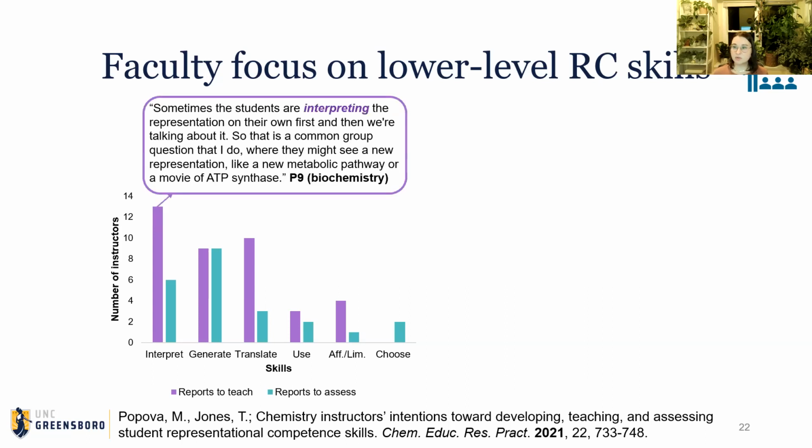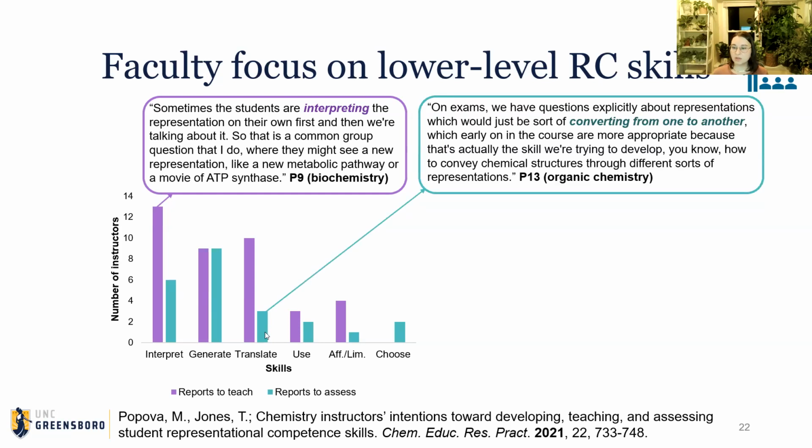Here are some example quotes to show you where this data came from. Here's a quote from a biochemistry instructor who said, sometimes the students are interpreting the representation on their own first, and then we're talking about it. That is a common group question that I do, where they might see a new representation, like a new metabolic pathway or a movie of an ATP synthase. So obviously the instructor clearly used the word interpreting, which makes our coding so straightforward. But this is them describing what they're doing in their classroom.